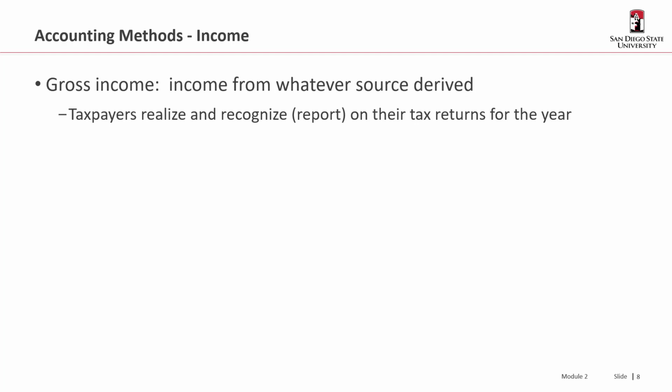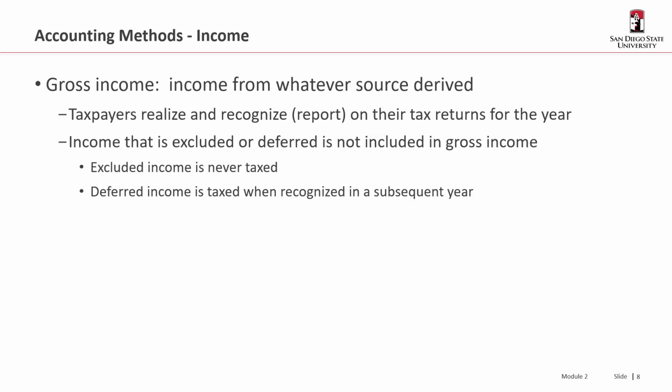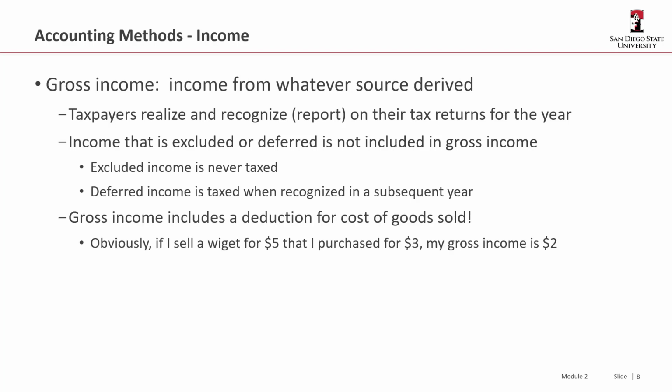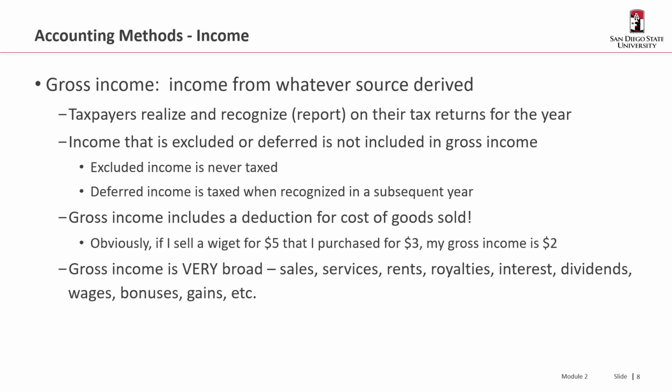All right, gross income under the accrual method. Now, we know that gross income is income from whatever source derived, and that recognition, realization, means the realization event has occurred, and recognition means that it's reported on the tax return for the year. Income that's excluded is deferred, not included. Excluded is never taxed, deferred is taxed later on when recognized in a subsequent year. So gross income, as we know, we've repeated this over and over, includes that deduction for cost of goods sold. And gross income is very broad, right? It includes all forms of income.